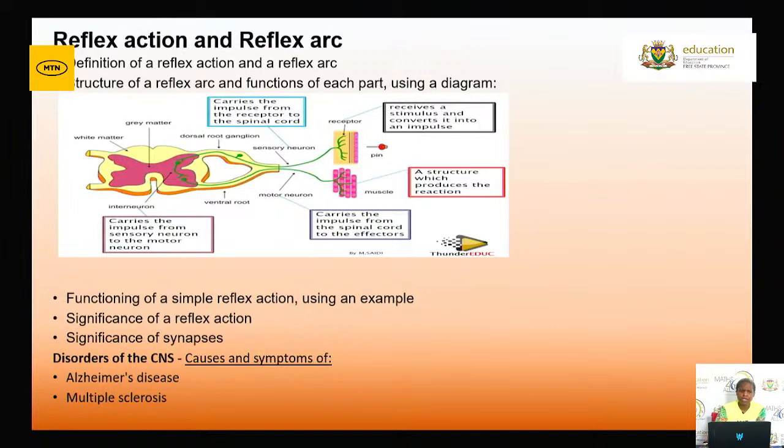Reflex action, reflex arc, definitions. Reflex action, definition of reflex arc. And then the structure. Know the structure, the labels, the functions of all those neurons. Again. And then after that, the functioning of a reflex action using any example. The significance of reflex action, very important. Significance of a synapse. And then other things which are very important here, the cause and symptoms of the two disorders of the central nervous system. You still remember that I'm talking about Alzheimer's disease and multiple sclerosis.